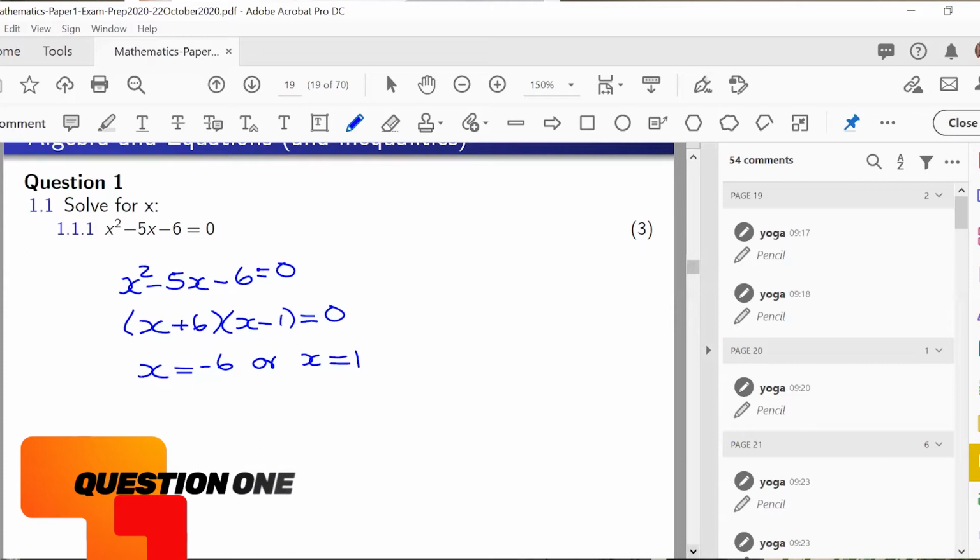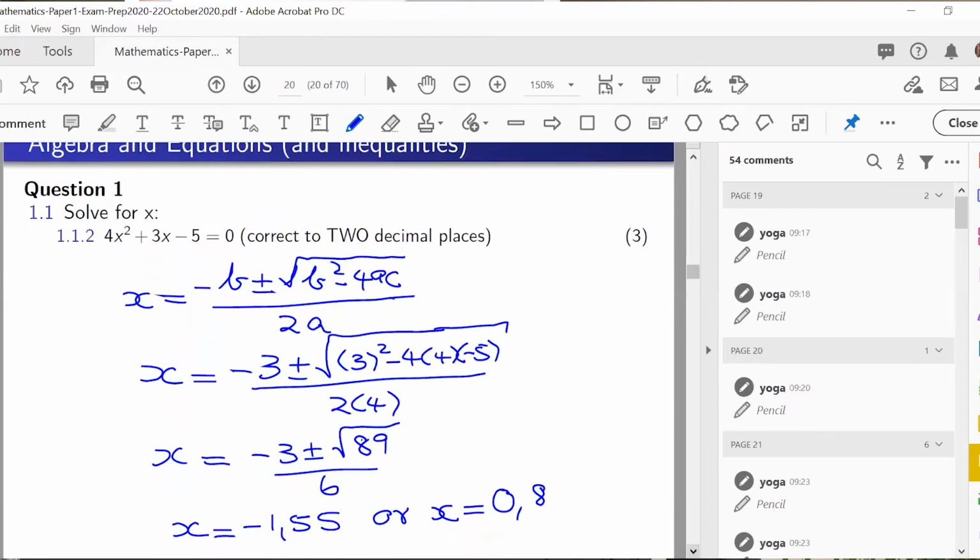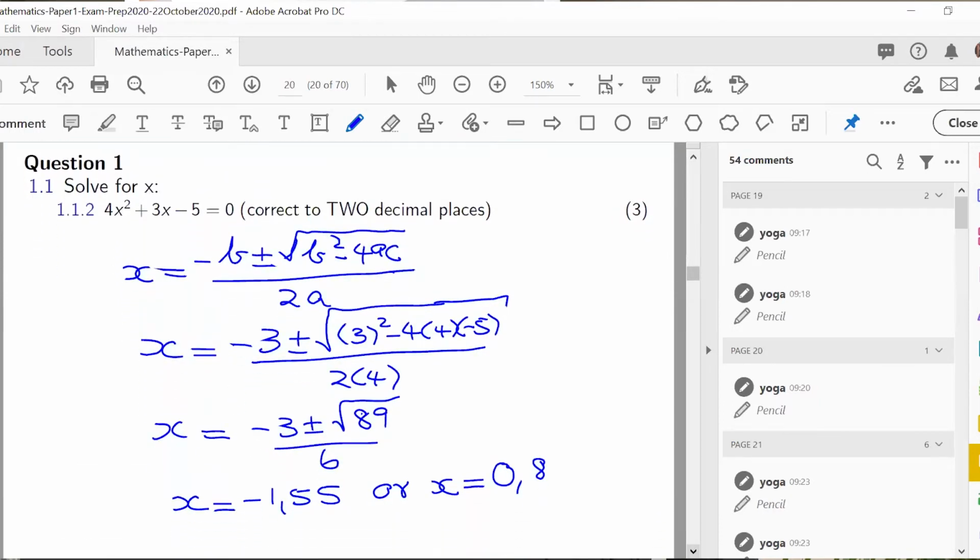Right, that is what we did in question 1, factorizing our quadratic equation and then solving for x. The next question, 1.1.2, is a quadratic equation that cannot be easily factorized. Hence, we were required to use the quadratic formula. Now, that is the inequality which we solved by applying the graphical method.